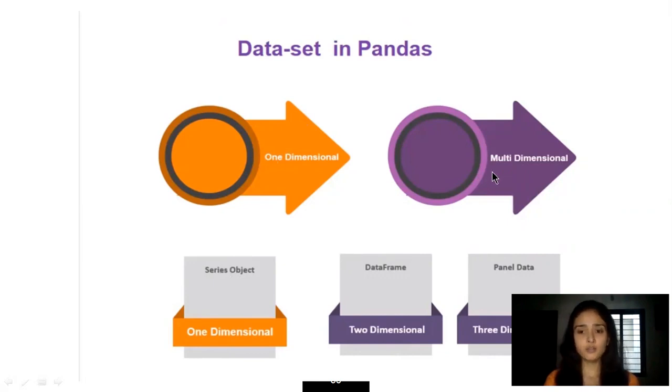If in pandas you want to create a multi-dimensional object, then you have to create either a DataFrame or a Panel. The DataFrame is two-dimensional data and the Panel is three-dimensional data. But over here we have to deal with the Series object, which is one-dimensional data, and the DataFrame as an object, which is two-dimensional data. So we will see today how to create the Series object in pandas and how to create a DataFrame in pandas.